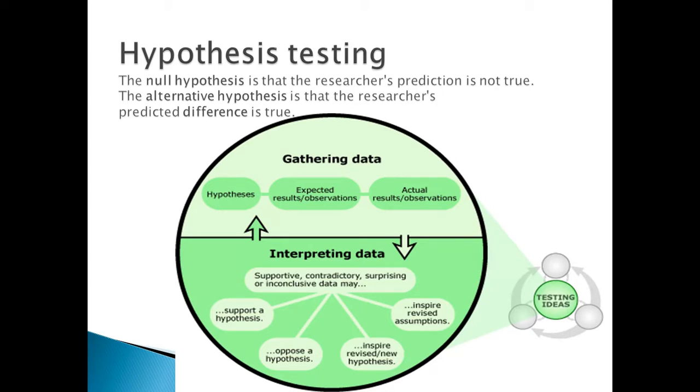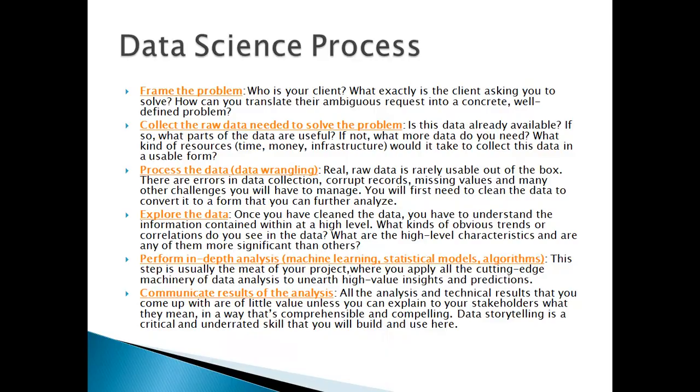This is the statistical technique, and how we implement it in Python will come across in a solution. The data science process: first frame the problem, then collect the raw data needed to solve the problem, process the data, which is data wrangling as I said, then explore the data. Exploring the data means you understand the data, you clean the data, and you make it available for machine learning to implement, and make it a graphical format.